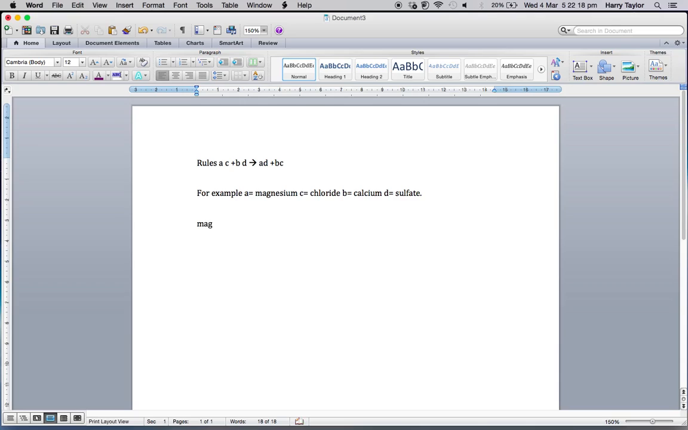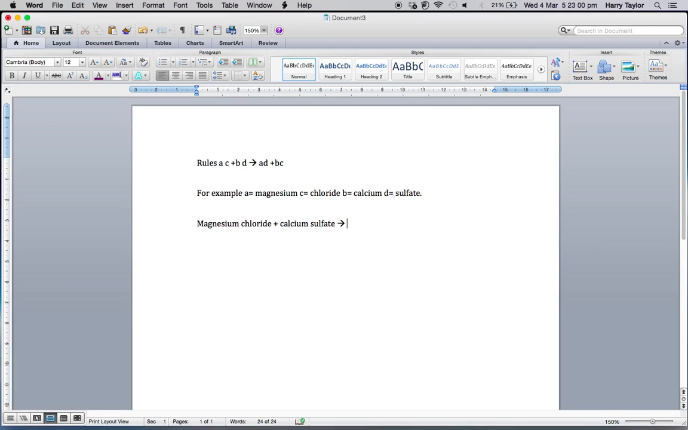So let's go magnesium and chloride. So those are your first two chemicals, magnesium chloride. And then plussing on calcium. So that's BD, calcium sulfate. There you go. So those are your two chemicals.